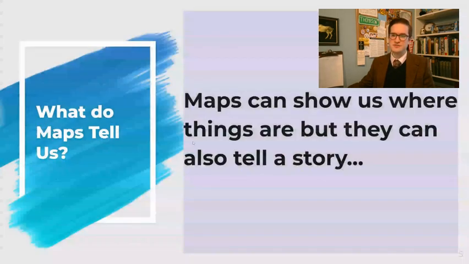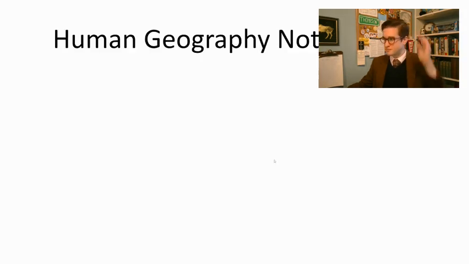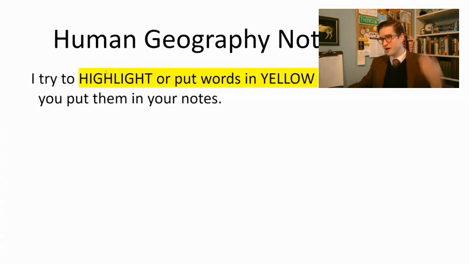So maps can show us where things are. We can use them for navigation. We can use them for identification, but they can also tell us a story. So what we're going to do today is get the difference between a reference map and a thematic map. Reference maps, we'll get the definition for thematic maps, and then we're going to learn 3 different types of thematic maps as well.